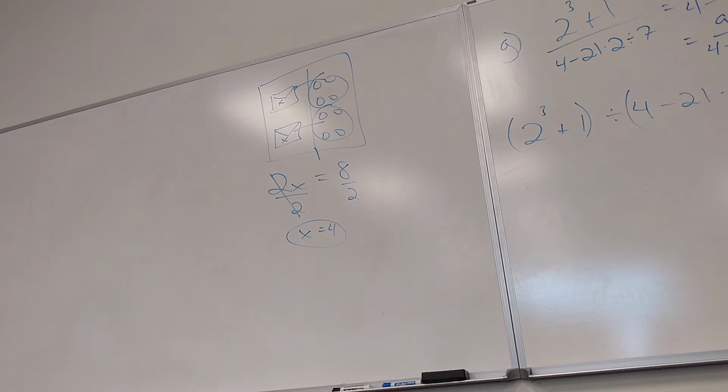0 divided by anything: if I have nothing, and you divide it amongst people, everybody gets 0. Anything divided by 0 is undefined.